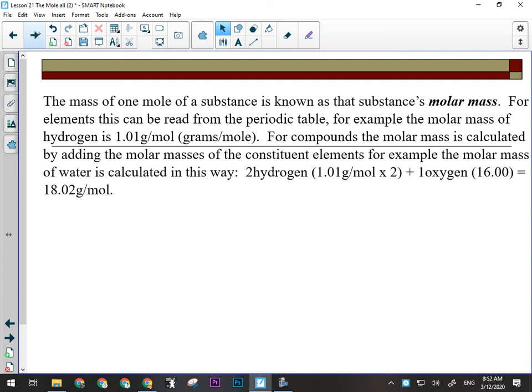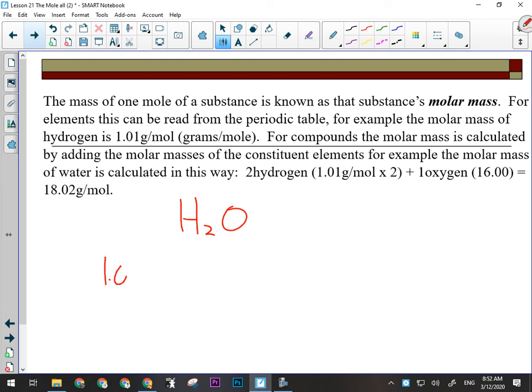Add them up, exactly. So if I'm looking at water, for example, water has 2 hydrogens and 1 oxygen. If I want to find the molar mass of that, I find the molar mass of hydrogen, which is 1.01. And how many hydrogens are there? 2. So I multiply that by 2. Then I add that to the molar mass of oxygen, which on your periodic table is 16. And so what I get is that the molar mass of water is 18.02 grams per mole.